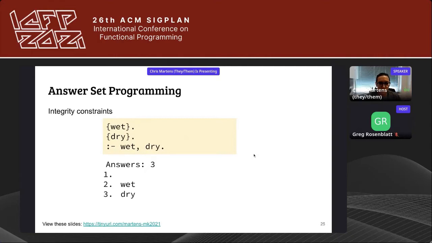There's also this idea called an integrity constraint, which you can think of as a headless rule. Sometimes I like to teach answer set programming on Halloween for the puns, because we can talk about headless rules. And so this is a rule where the neck doesn't have anything to the left of it. So it looks very strange.